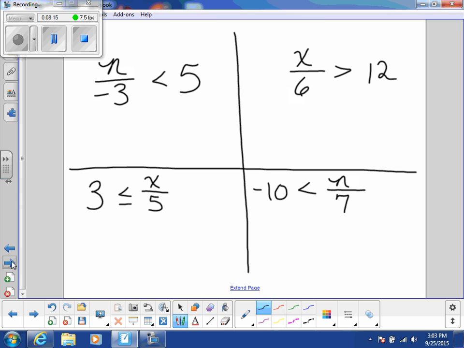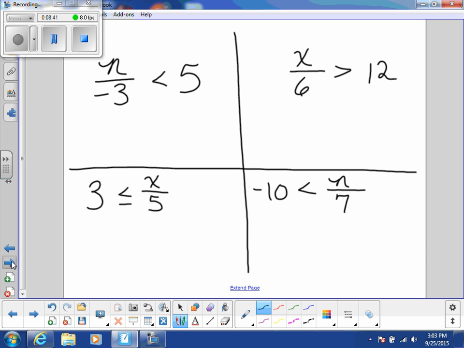All right, here are a few more. Now, I noticed solving equations that some of you are still confused when you see a variable over a constant, like this one. This means n divided by negative 3. It's not telling you to divide. It's saying what number that you would divide by negative 3 would give you 5 on the other side.